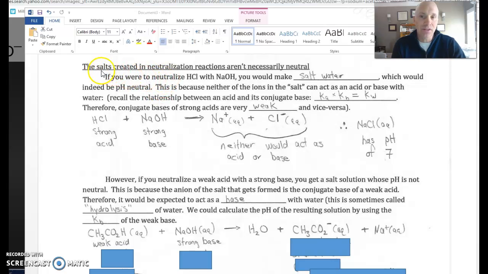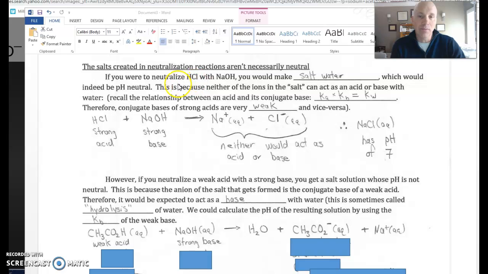The thing is that when you conduct a neutralization reaction, we're always going to make a salt, all right? But that salt might or might not be what we generally consider as neutral, meaning a pH of 7. Sometimes the pH of the neutralized solution could be 7, sometimes it might not. In this video, we're going to talk about why that is the case.